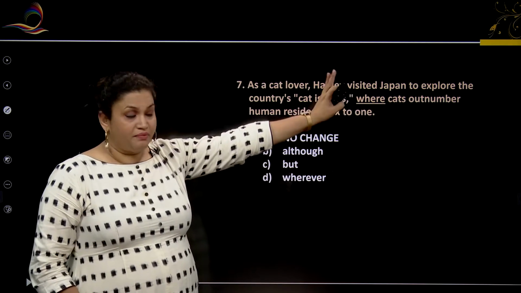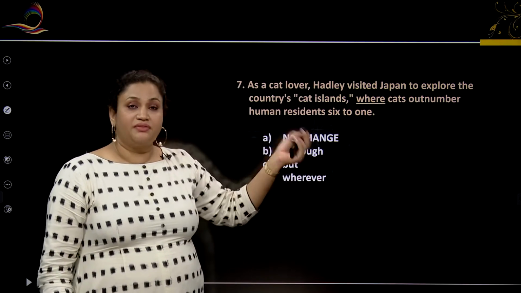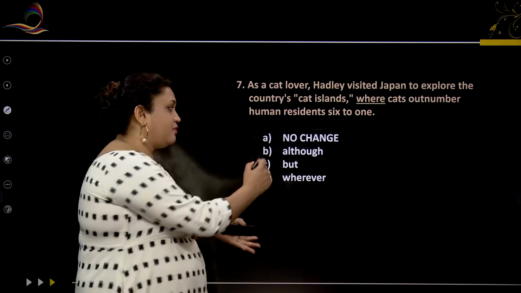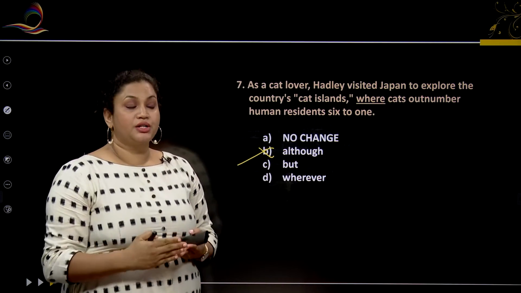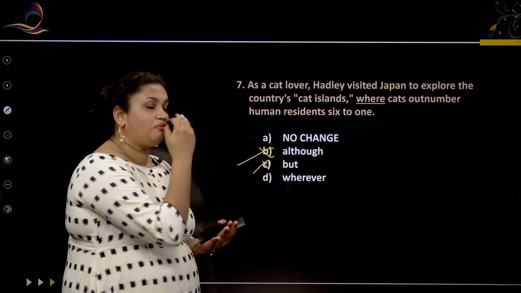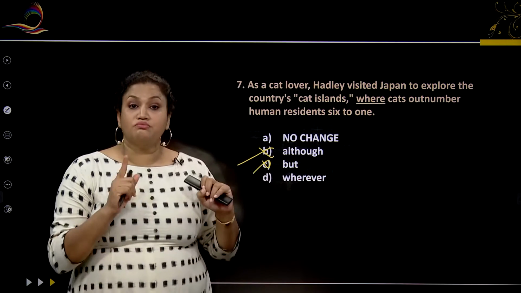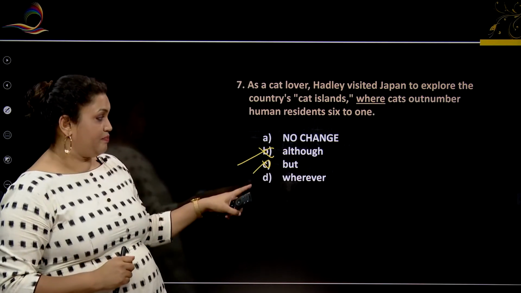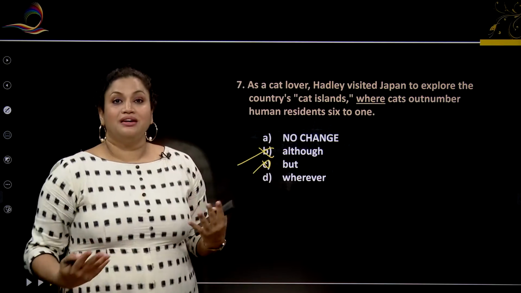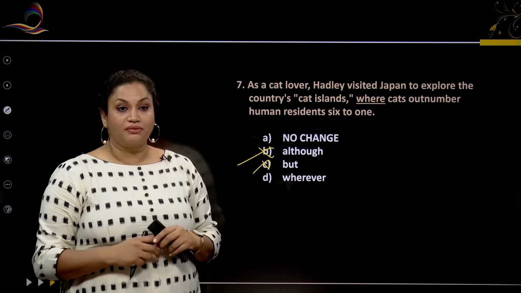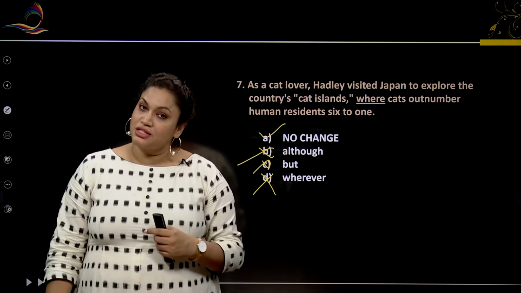We are having "where." If you want to replace it with "although," there is definitely no contradiction, so I cannot use although. "But," again there is no contradiction. There is no one positive sentence and the other negative sentence, or vice versa, therefore I cannot use but. The next one is "wherever." Wherever does not match, whereas "where" is a better option. Therefore, we'll go with no change, and we will eliminate this option.